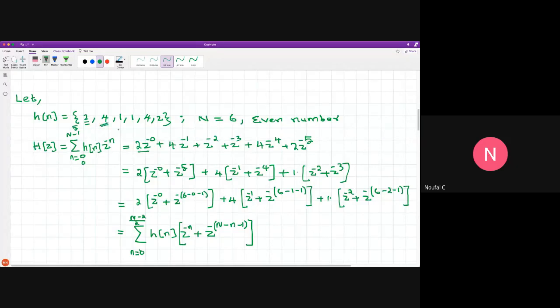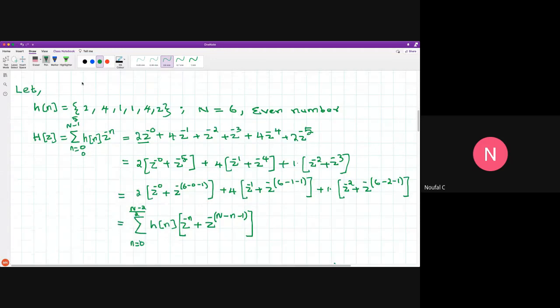Next one would be 4 z raised to minus 1, because here it is minus n, so the powers will always be negative. And you have the next one, 1 z raised to minus 2, then again 1 z raised to minus 3, 4 z raised to minus 4 and 2 z raised to minus 5. So this is in fact an example for a linear phase filter because you can see the symmetry with respect to its middle point or center point. 2 is at the end, 2 is also over here, 4 is here, 4 is here, 1 is there, 1 is there.